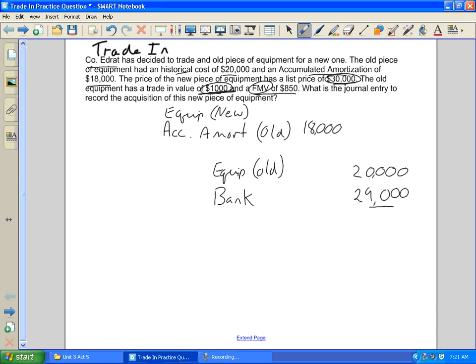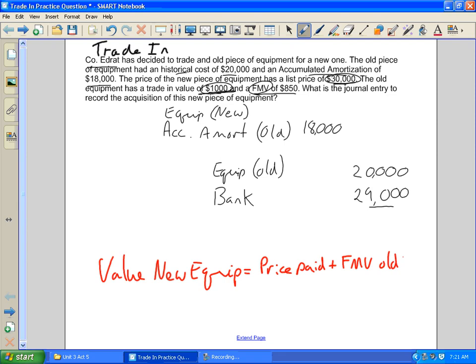So that gets factored into the value of the new equipment. So I'm just going to change my pen color for a quick second. Value of new equipment equals price paid plus FMV, or the fair market value of old equipment. Okay, so the price paid is right here. We paid 29,000 for it, and the fair market value is sitting right here. Okay, that's the 850. That will give us $29,850 for all the math geniuses out there.